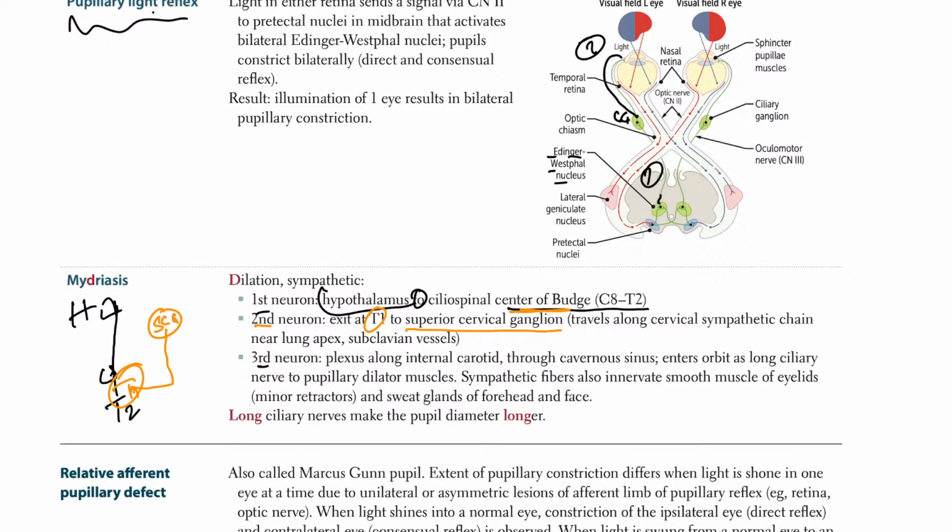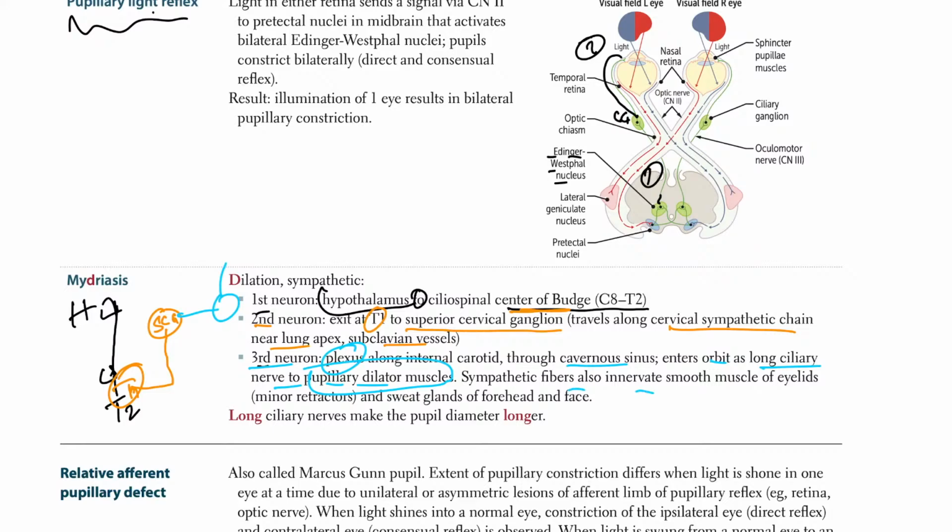It travels along the cervical sympathetic chain near the lung apex and subclavian vessels. Now let's take a look at the third neuron. The third neuron goes from this plexus along the internal carotid through the cavernous sinus, and enters the orbit as a long ciliary nerve to the pupillary dilator muscle. So all the way from here towards the eye, it goes to the pupillary dilator muscle.